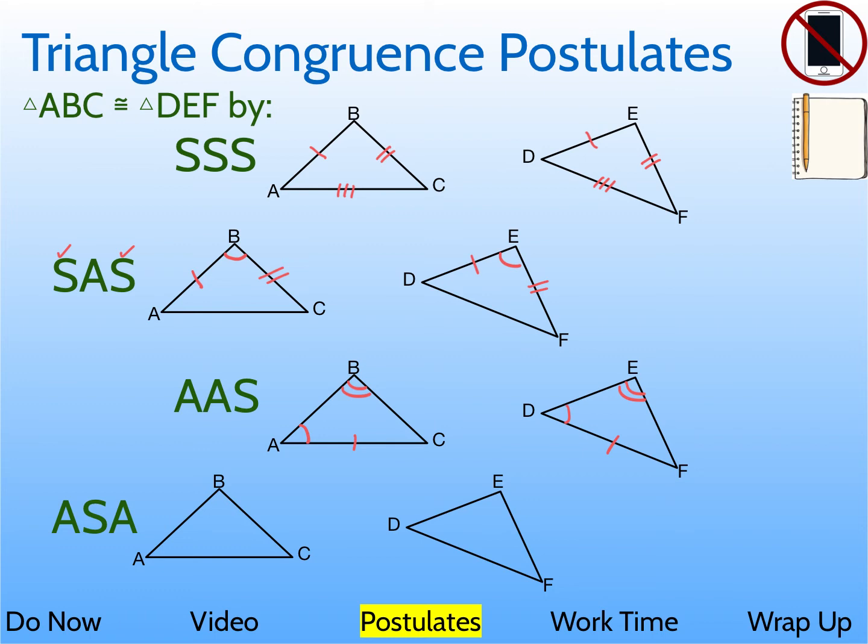And finally, angle, side, angle is when you have two angles congruent, like A and D and B and E, and then the side in between the two angles. So specifically, this would have to be AB congruent to DE.